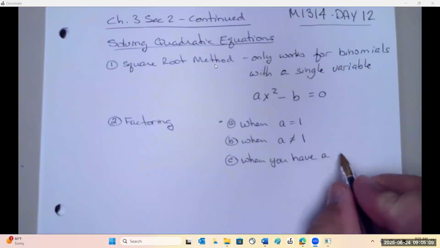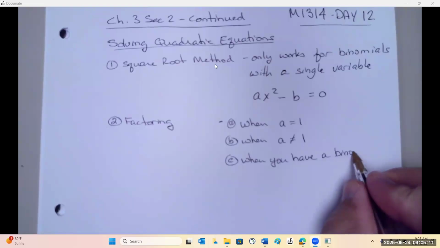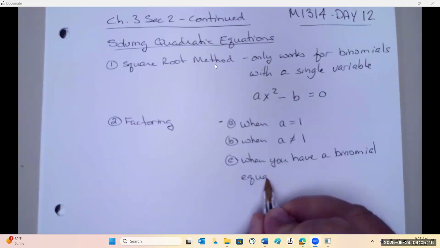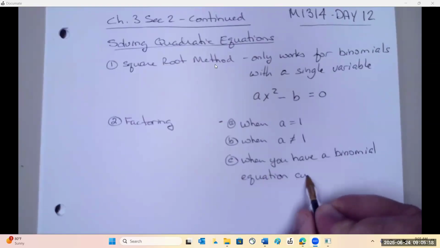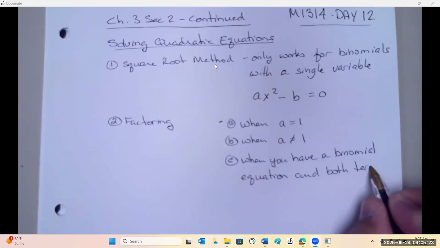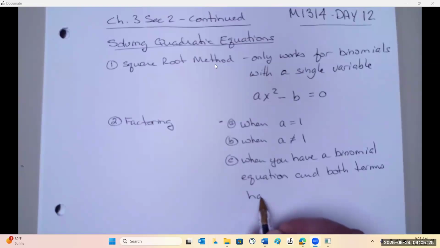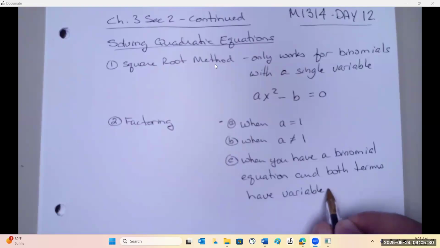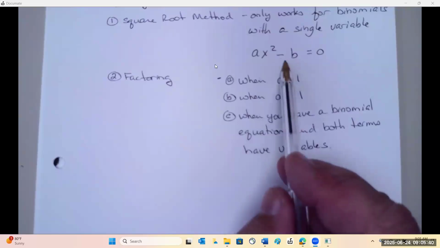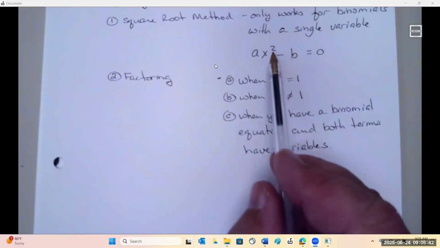when you have a binomial equation and both terms have variables. Because the square root method works for this type. You have two terms, only one of them has a variable and it's squared.